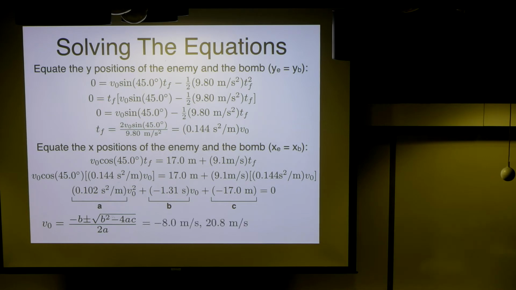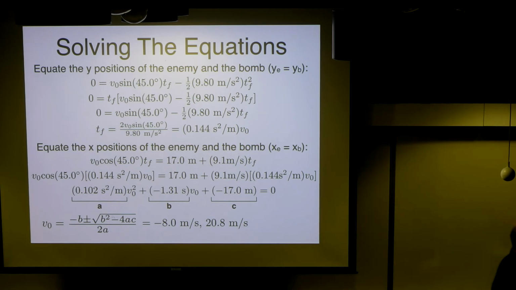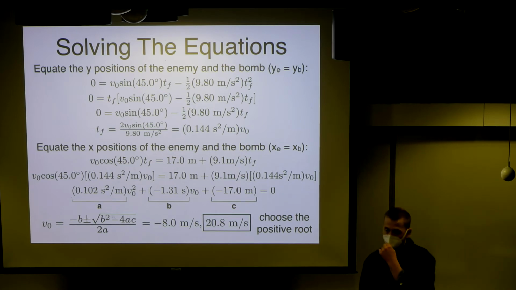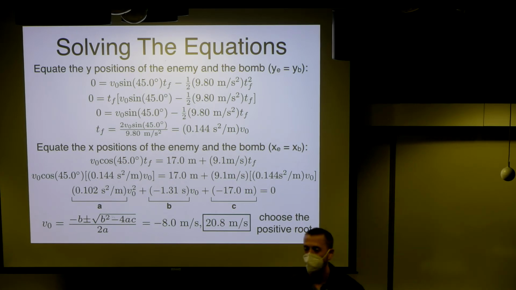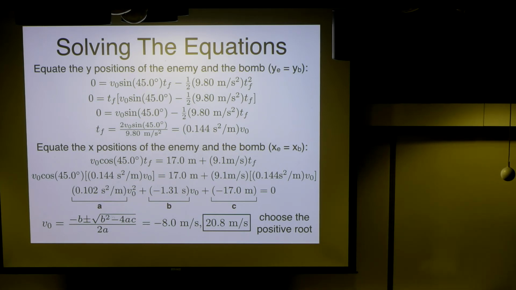And here's what you get. You get a negative answer, minus 8 meters per second, and you get a positive answer, 20.8 meters per second. And this is the correct one, the positive solution, okay? So that's it. Indy has to throw the bomb at 20.8 meters per second in order for it to land in the enemy's car, okay? So there's a lot going on there, but hopefully you see the steps. The math gets a little messy, admittedly. Any questions? Okay.